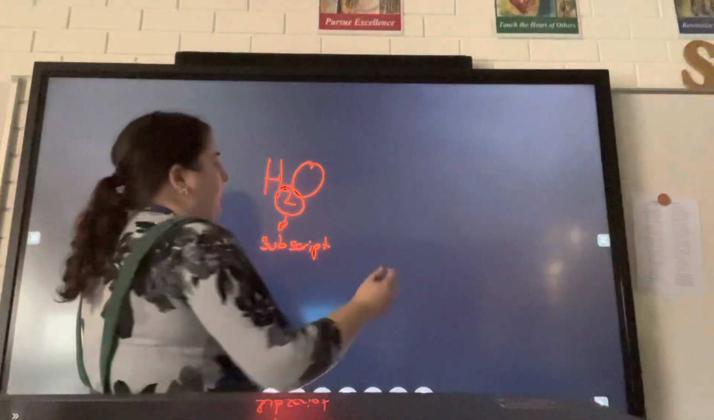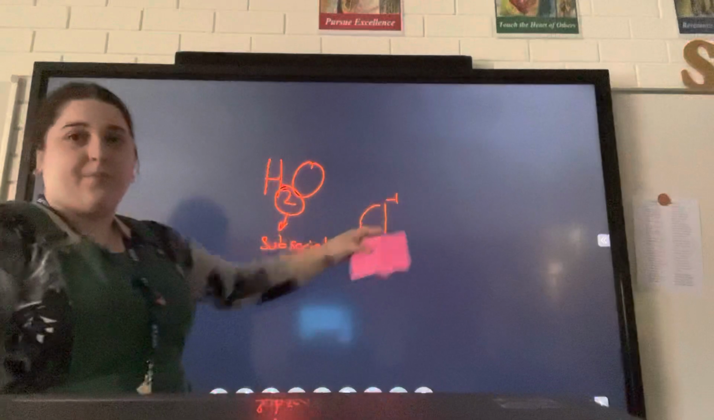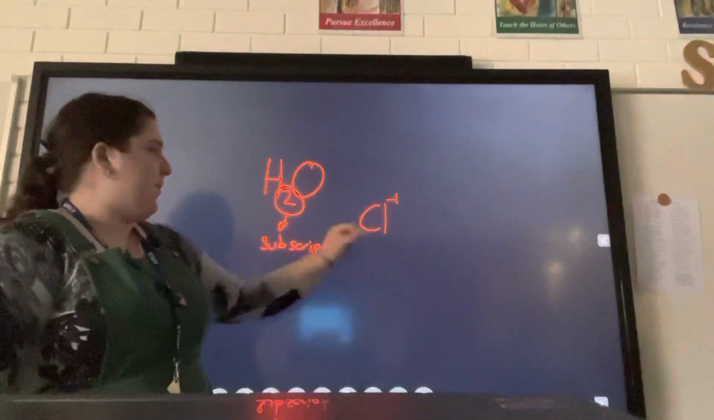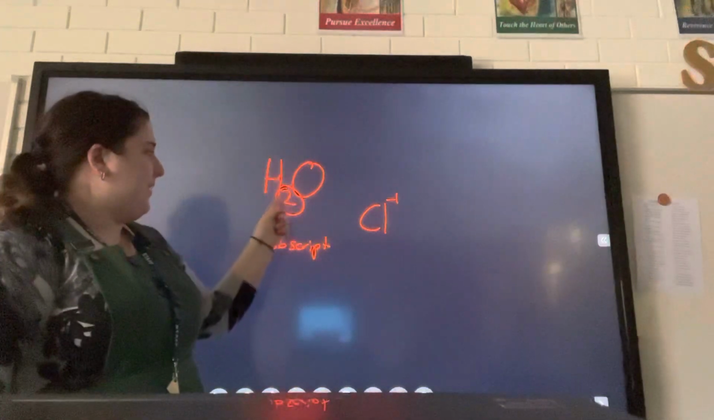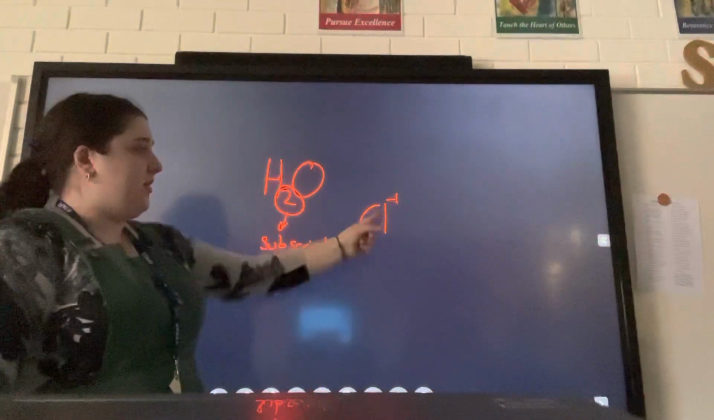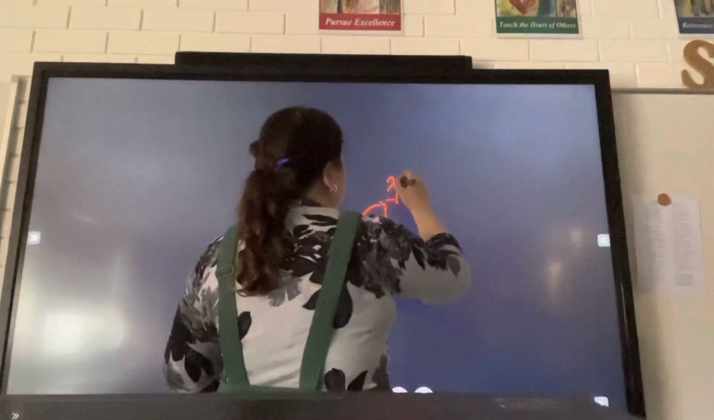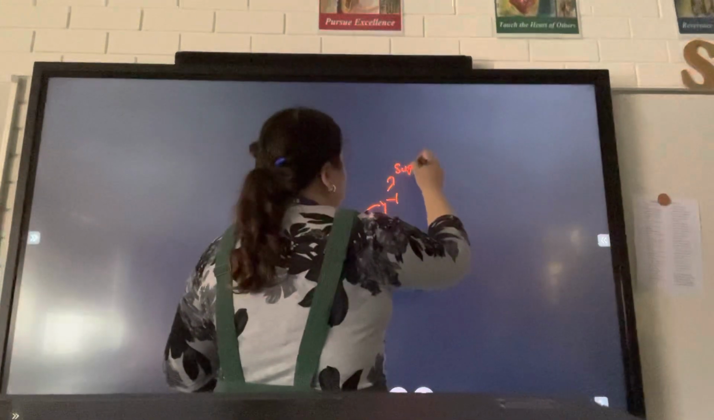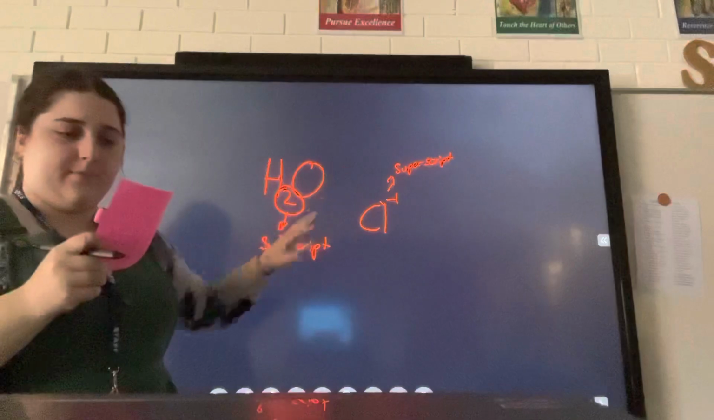If you are referring to the charge, you write it up the top. I do not want to see charges down the bottom and numbers of elements up the top. Number of element down the bottom, subscript. Charge up the top, this is called superscript. Okay? That's what I want to see.